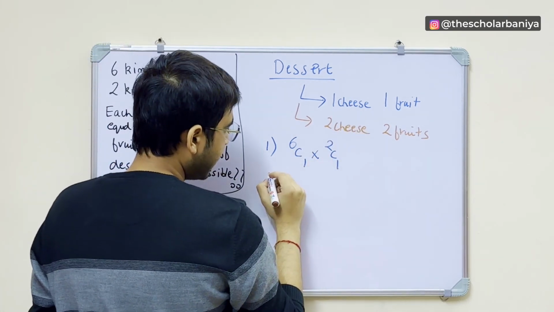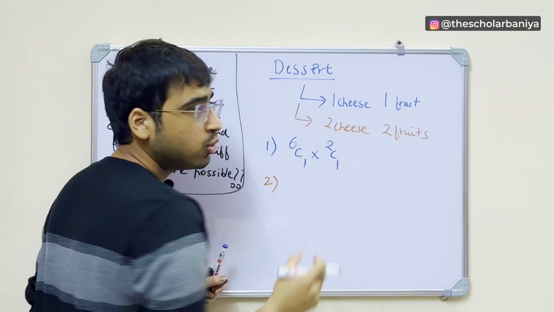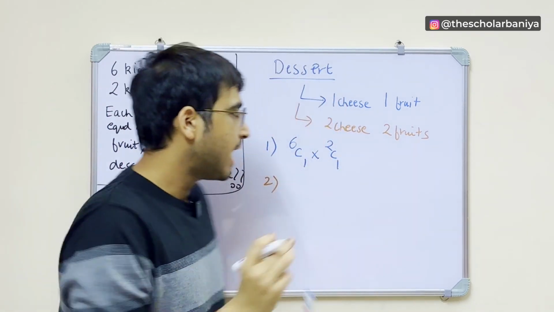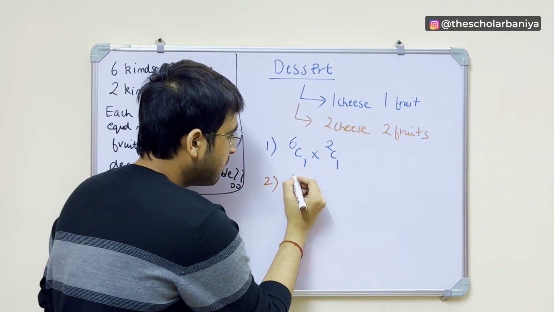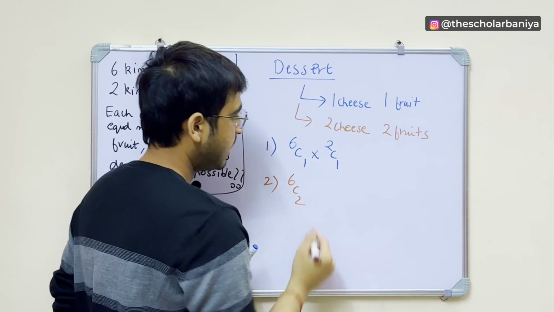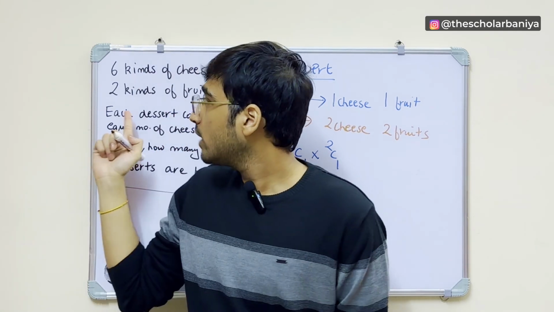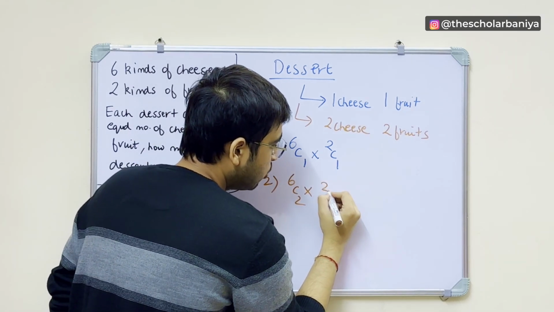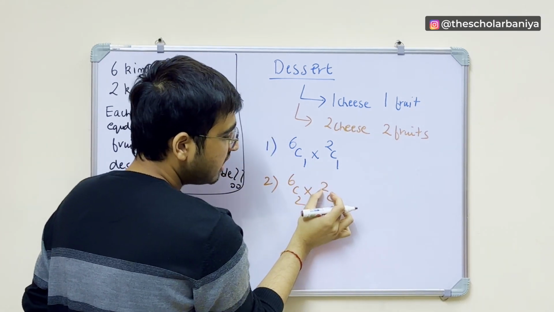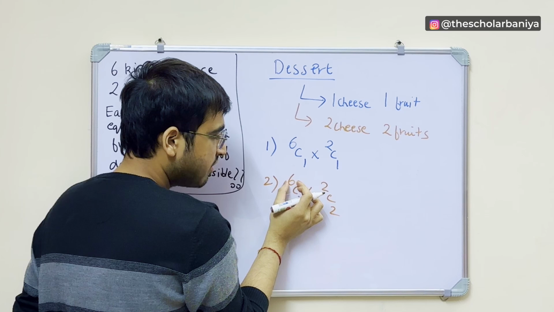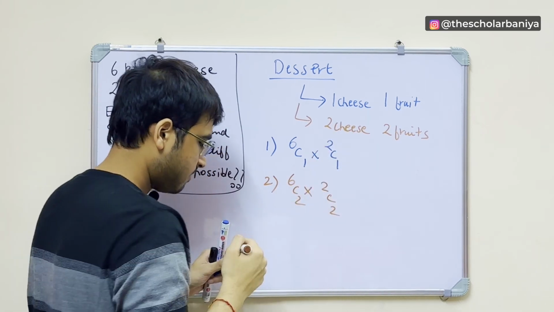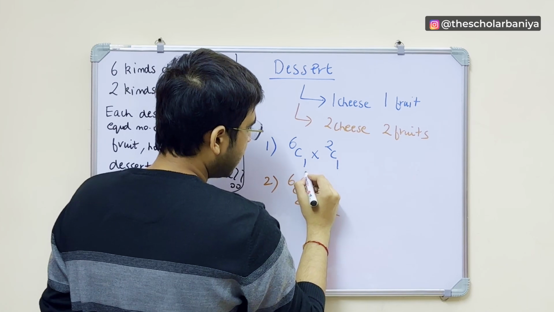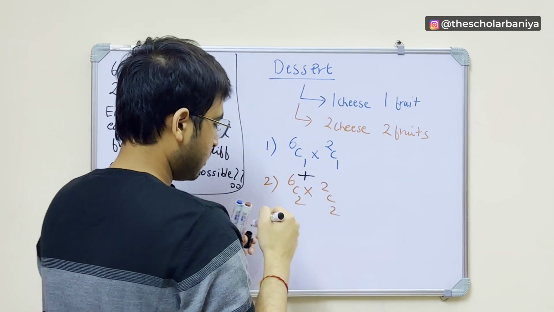If we talk about the second case, we want to choose 2 cheese. So we have 6 cheese available again and we have to choose 2. So it becomes 6C2, right? Into we have 2 kinds of fruits available and we have to choose 2 fruits. So this becomes 2C2. So there are 2 fruits available, we choose 2. There are 6 cheese available, we choose 2 cheese. So this is your answer, right? And we will add both of these cases. So this plus this, right?